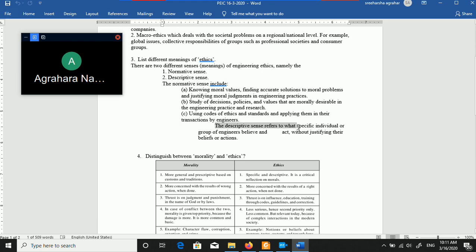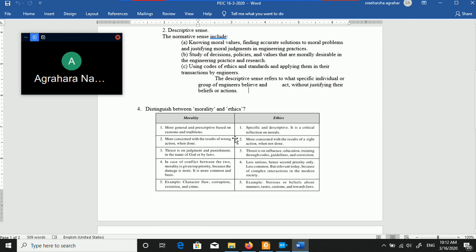The descriptive sense refers to what a specific individual or group of engineers believe and act on, without justifying their actions or beliefs. Descriptive means they have understood well in detail, and a set of people are following that understood ethics at their level. They may not be saying, okay, this is what is required. They may not have made a questionnaire list of things. They are just acting on what they have understood firmly as ethical principles. Okay, so this is the descriptive sense.